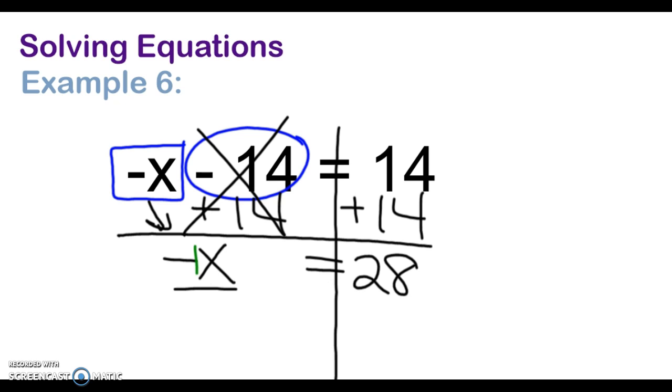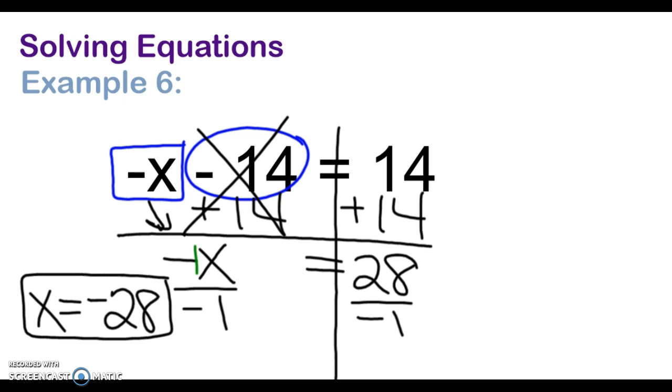So we need to make sure that we actually do divide here, and that we divide by a negative 1 on both sides. And when you divide by a negative 1 on both sides, x equals negative 28.